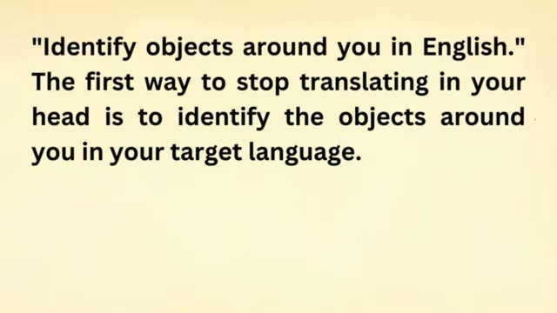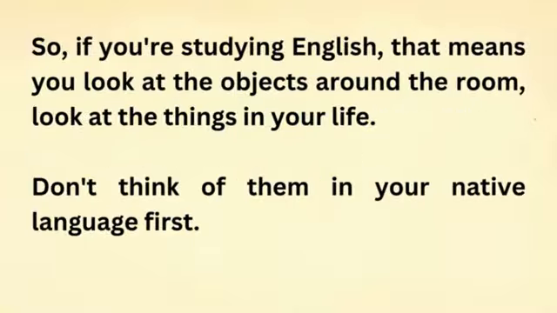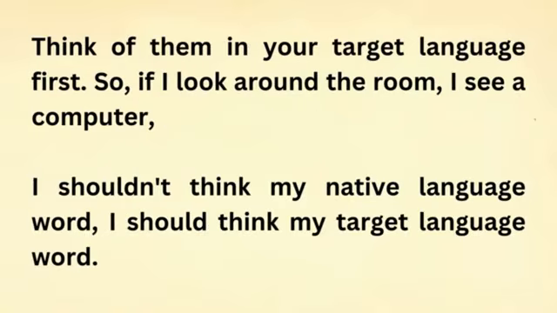Identify objects around you in English. The first way to stop translating in your head is to identify the objects around you in your target language. So, if you're studying English, that means you look at the objects around the room. Look at the things in your life. Don't think of them in your native language first. Think of them in your target language first.